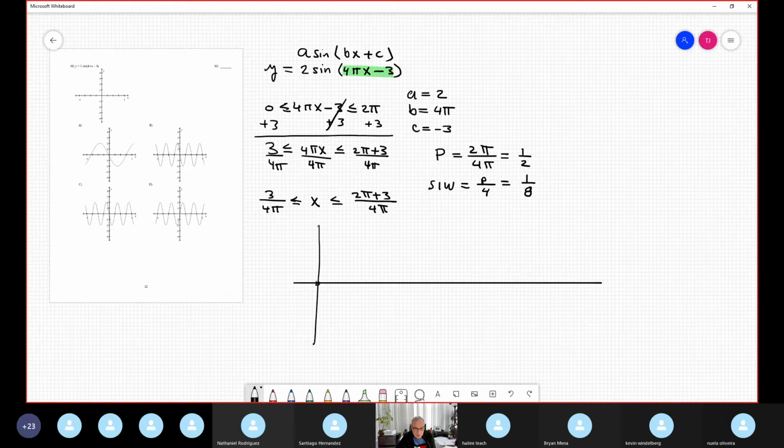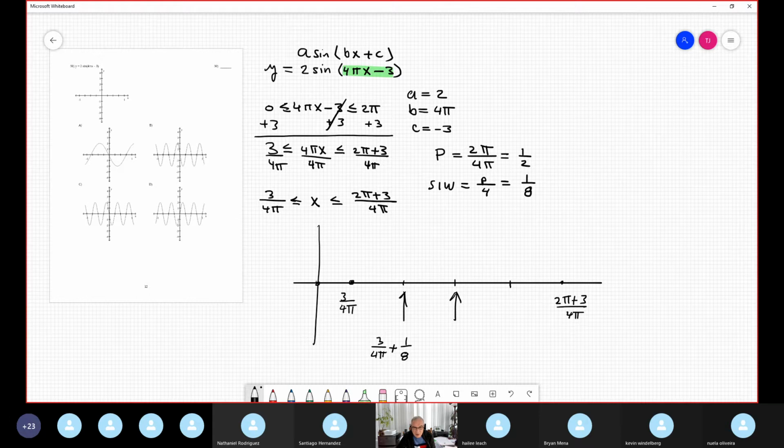This is 0, but it is not 0. We start at one number, which is 3 over 4 pi. You don't care, you put it in the calculator, it's a decimal point. And the last point is 2 pi plus 3 over 4 pi. This is one period. Divided by 2, divided by 2, divided by 2. How do you find that value? Easy. You take this 3 over 4 pi plus the subinterval width, which is 1/8. You compute this in your calculator either way.